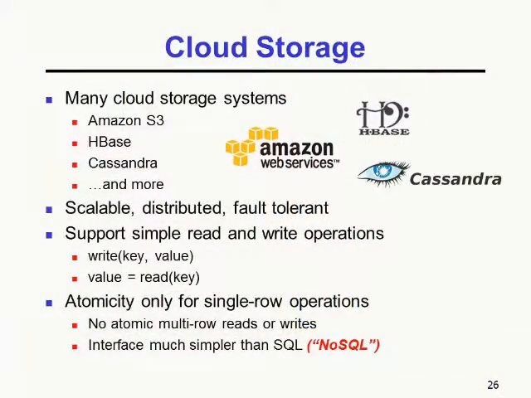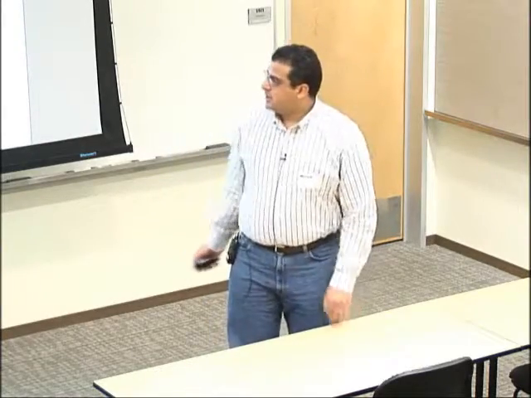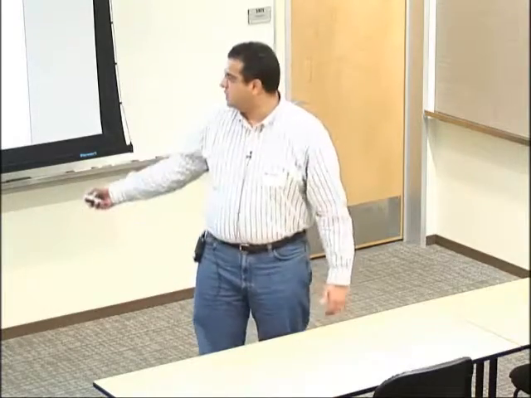And here we are relying on cloud storage. So what is this cloud storage? There are many systems these days that are developed for the cloud, things like Amazon S3, HBase, Cassandra. These systems are all storage systems that are very scalable, distributed, and fault tolerant, but they provide a very simple interface to the user. They're all key value stores, where the basic operations are write a row with a specific key or read the row with a specific key. And they provide atomicity only for single-row operations. They don't provide multi-row atomic transactions, and they don't provide the richness of SQL, which is why they're called NoSQL systems.